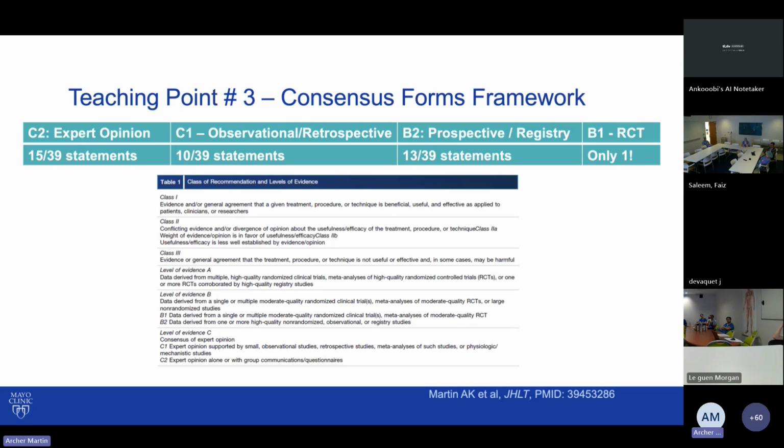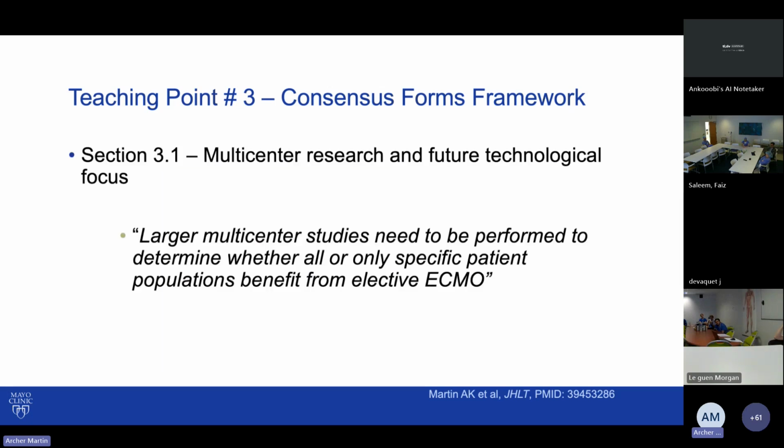That means that those statements were brought forward by a 28-member Delphi panel, discussed, and debated through 2 rounds, and we believe that these are the best recommendations. But 15 out of 39 were expert opinion only. Of those with low-level observational or retrospective trials, C1, 10 of the 39 statements form that. When we look at prospective or registry data, 13 out of 39, that's B2, and B1, which represents RCTs, was only 1. What this says is that we have an opportunity to make things better.